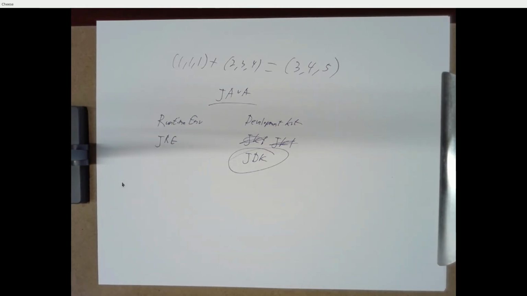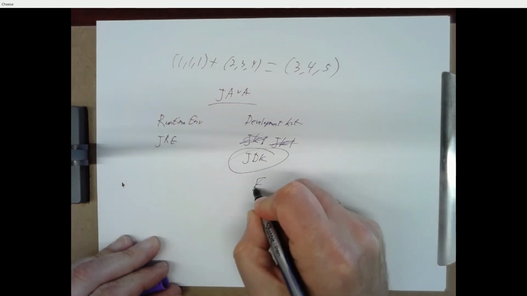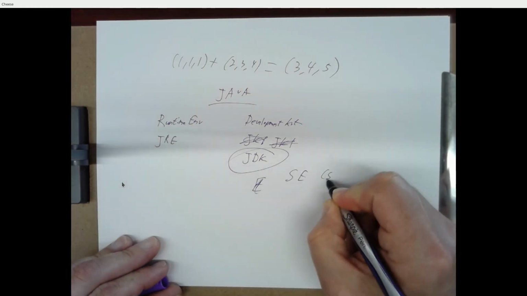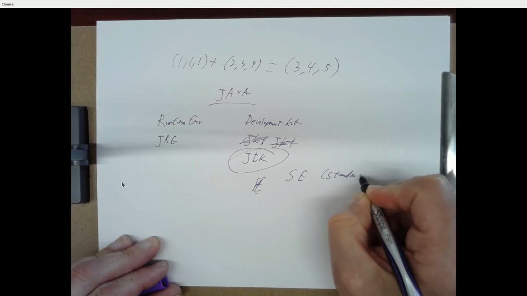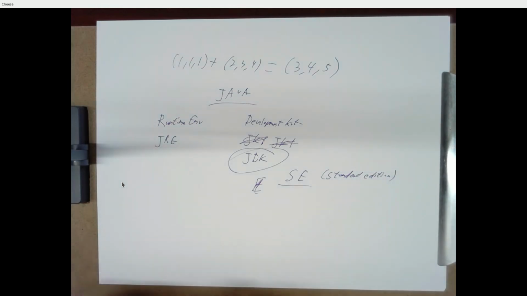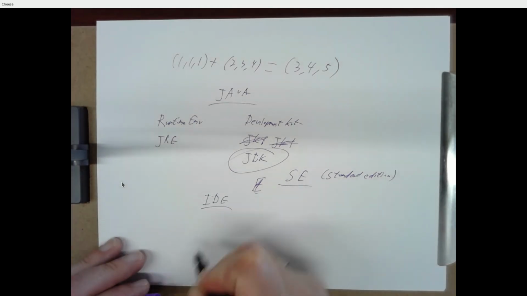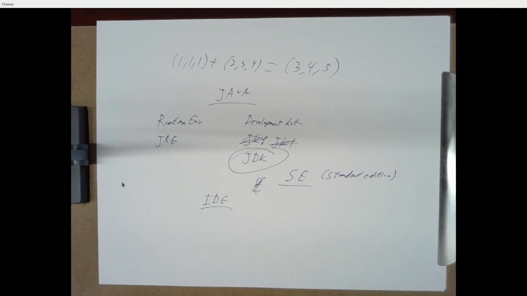So we want the JDK, and there's a few different editions. We really want SE, which is the standard edition. So if you have a choice, get SE. EE is the enterprise edition, that's even bigger, and it's got lots of things we don't need. And this whole thing is called an IDE, an integrated development environment. So you want Java, JDK, SE, IDE, whatever.